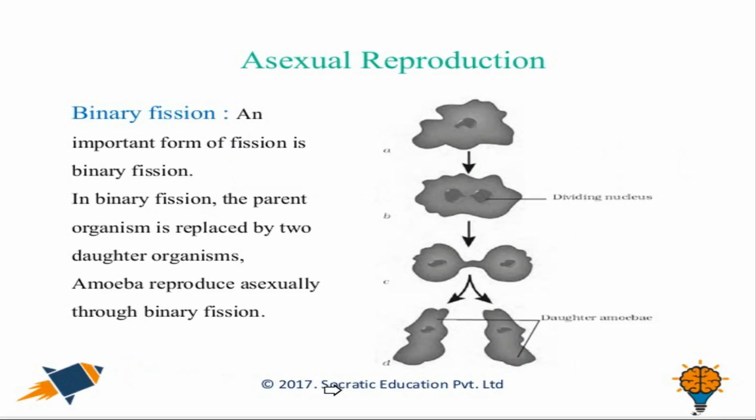Here we have another example of asexual reproduction, binary fission. An important form of fission is binary fission. In binary fission, the parent organism is replaced by two daughter organisms. So here we have two products, or two organisms, at the end. We have a picture of an amoeba on the right-hand side of the screen, where the nucleus is divided into two parts, and each part becomes an individual organism. So these were the two examples of asexual reproduction we have discussed.